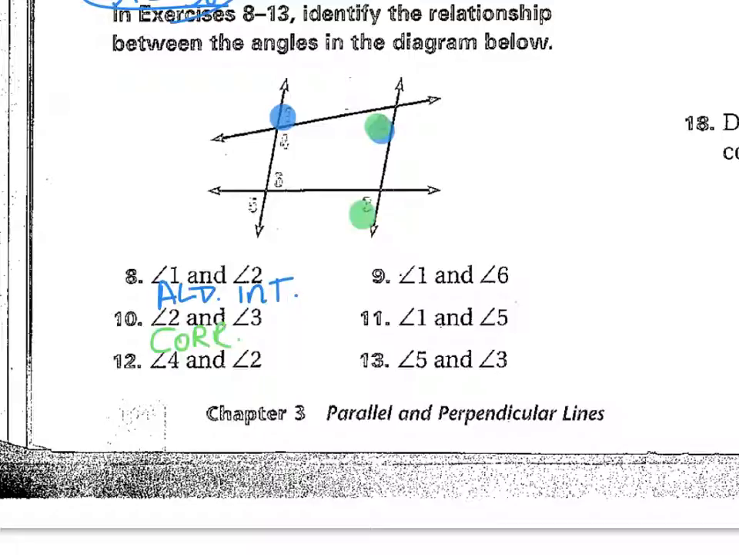Number 12, we're talking about angles 4 and 2. They're both on the same side of the line, and they're both on the inside, so that simply means same side interior. Okay, 1 and 6. Again, those are going to be corresponding. I'm not going to waste your time here.